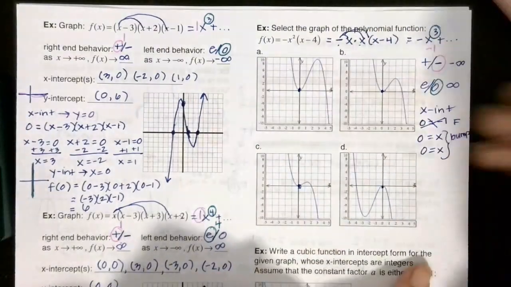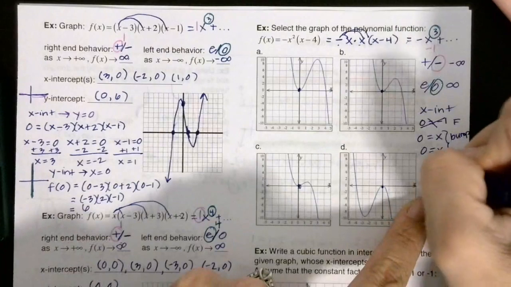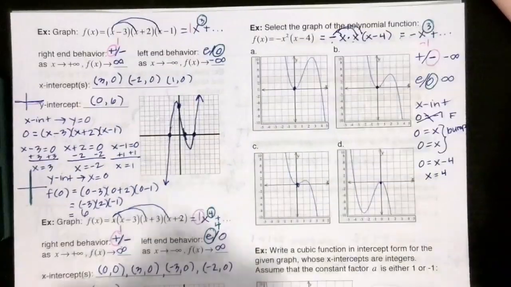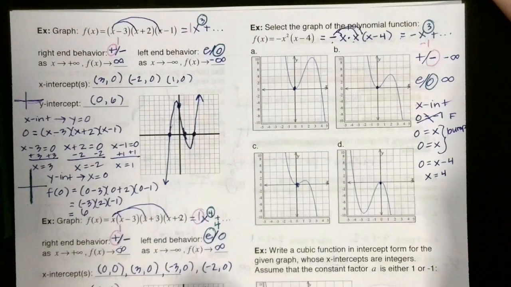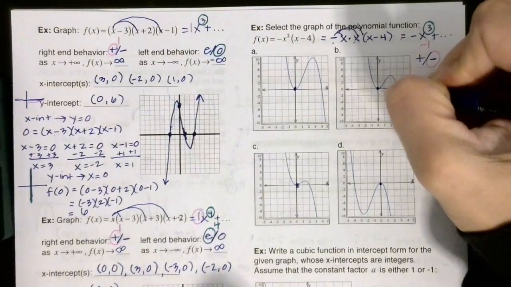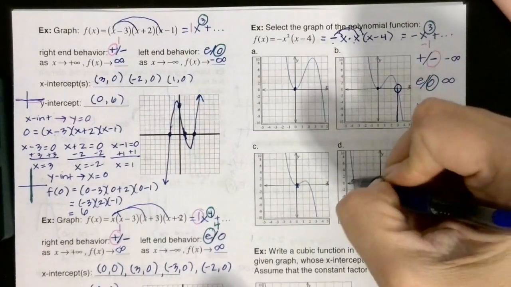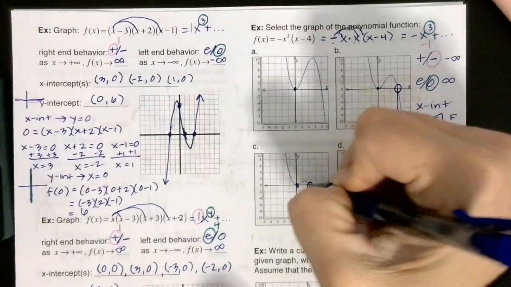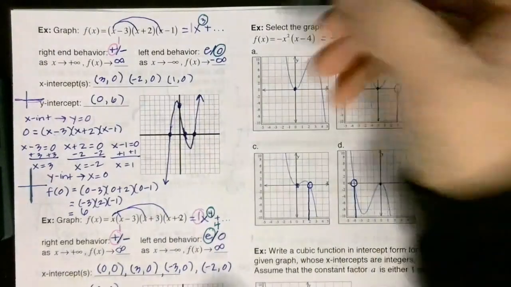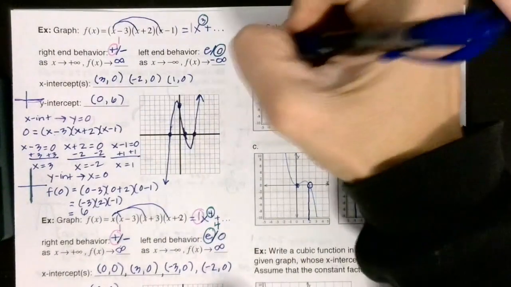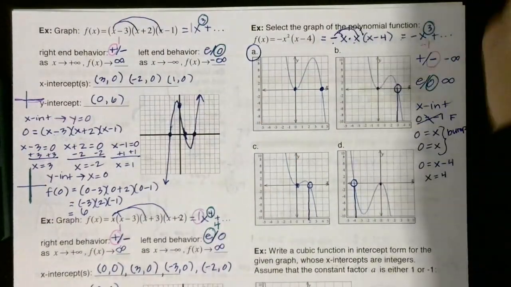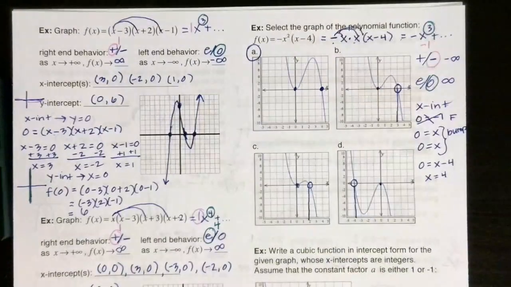Ay, ay, ay. Okay, what's my last one? 0 equals x minus 4, so x equals 4. So it needs to go through 4. Okay, this one goes through 3. This one goes through -4. This one goes through 2. What does this one go through? 4. That guy right there. Okay? Next one, we're working backwards.